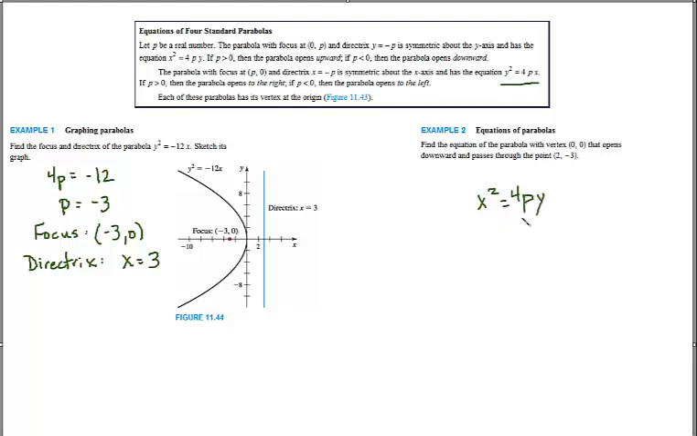Then I know that it satisfies this point, so let's just go ahead and plug in that 2 squared equals 4p times negative 3. So I have 4 equals negative 12p. That lets me know that p is equal to negative 1/3. And if that's my equation, then I can just say that x squared equals negative 4/3 y. And is that all I need to do? Find the equation. That's it.